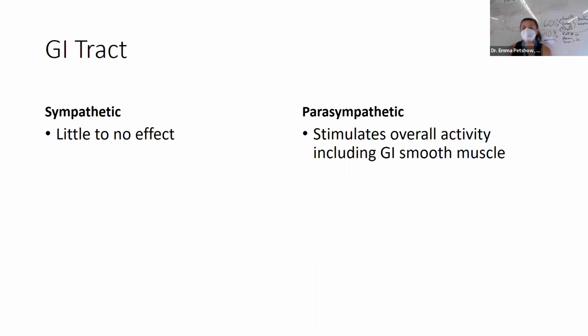The GI tract, the sympathetic nervous system has little or no direct effect, but the parasympathetic nervous system is going to stimulate the GI tract. So the sympathetic nervous system does not necessarily directly inhibit the GI tract. The parasympathetic is going to stimulate it though. So that's a big piece of the puzzle to remember.